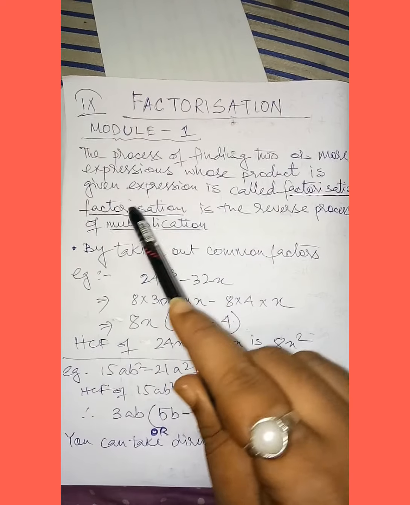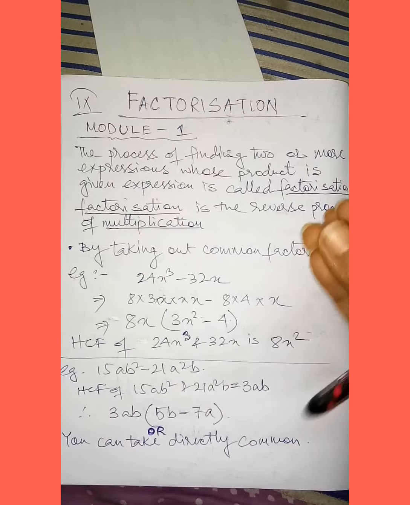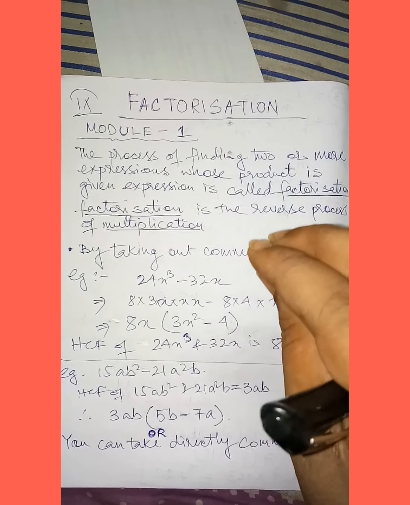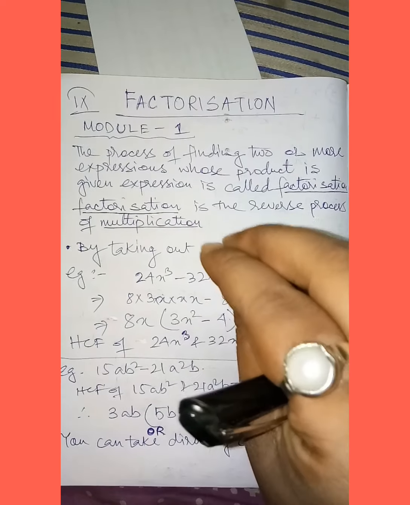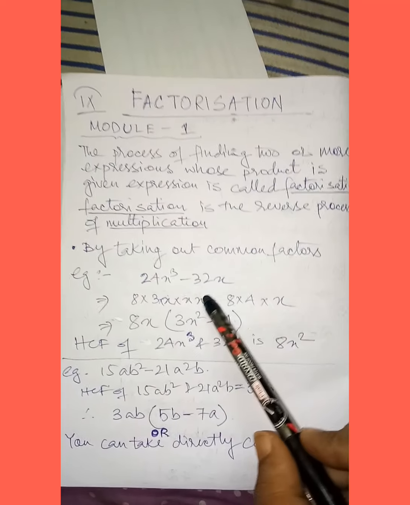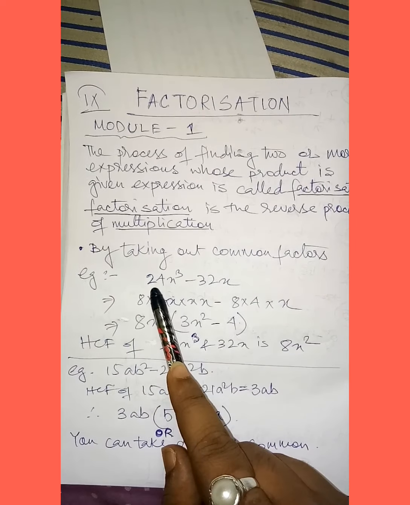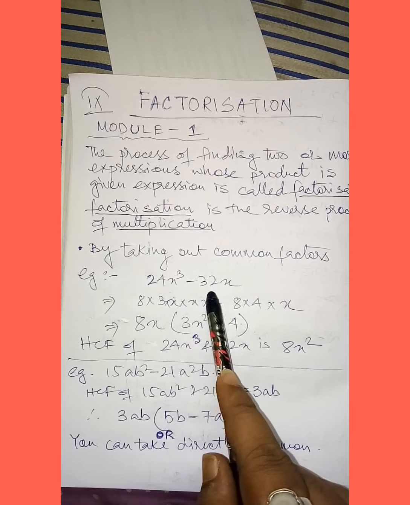Factorization is a reverse process of multiplication. Just go through what I've written once; pause your video and see what I've written. Now I'm taking you to the practical part, which is taking out the common factors. See what I've written. This is our example: 24x cube minus 32x.